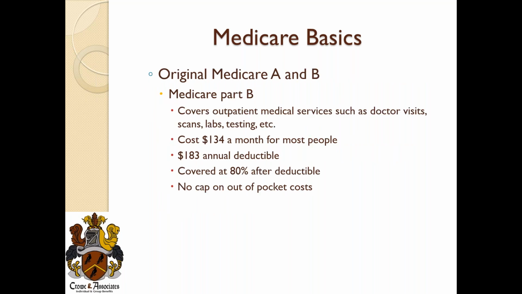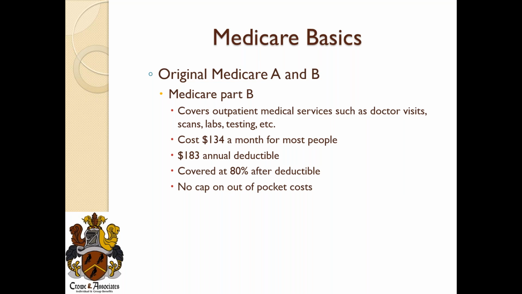Medicare Part B, which most people will enroll in, some will not if they have work coverage, covers outpatient medical services such as doctor's visits, scans, labs, testing, outpatient surgery, anything done to you on an outpatient basis, not in the hospital. Most people pay $134 a month for Part B. There are some people that pay less if they became eligible for Medicare some years ago, and there's some people that pay more based on their income.